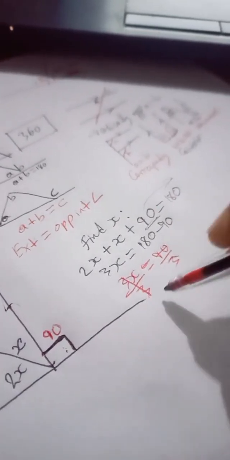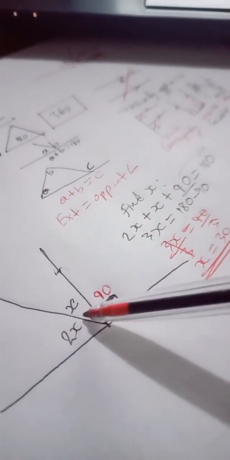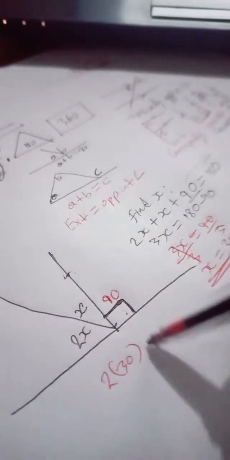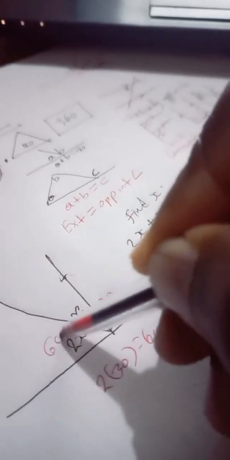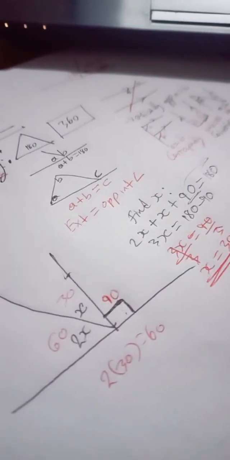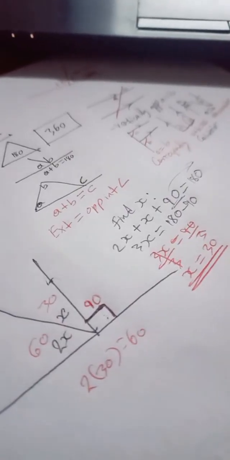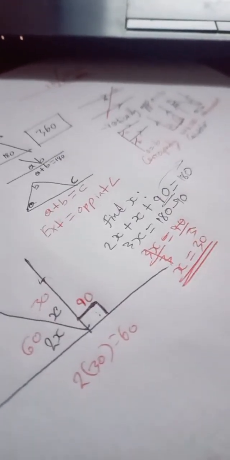Divide by 3 both sides. So x is equal to 30. So when we get the value 30, that means to get this 2x, we are going to say 2 bracket 30. So this is going to be 60. And this is x alone, so x is 30. I hope we are together. That is the concept of angles on a straight line. Right.